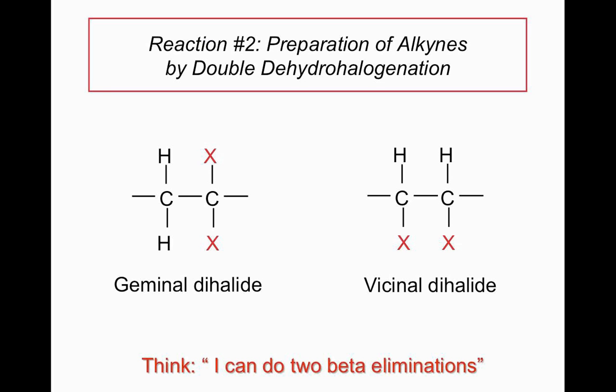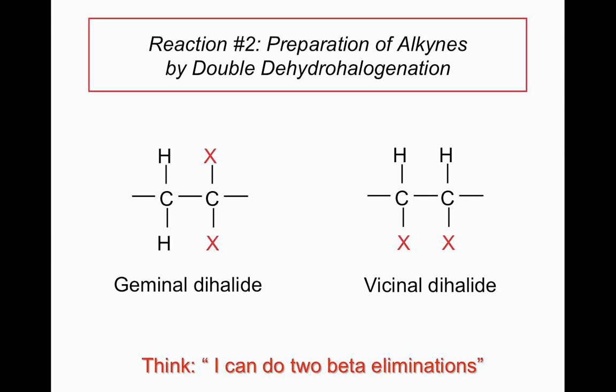The second way in which we prepare alkynes is through double dehydrohalogenation reactions. Remember, you already know what a dehydrohalogenation reaction is. In fact, this is the first type of beta elimination reaction that you learned about, which involves the removal of a hydrogen atom and a halide functional group to form a pi bond.